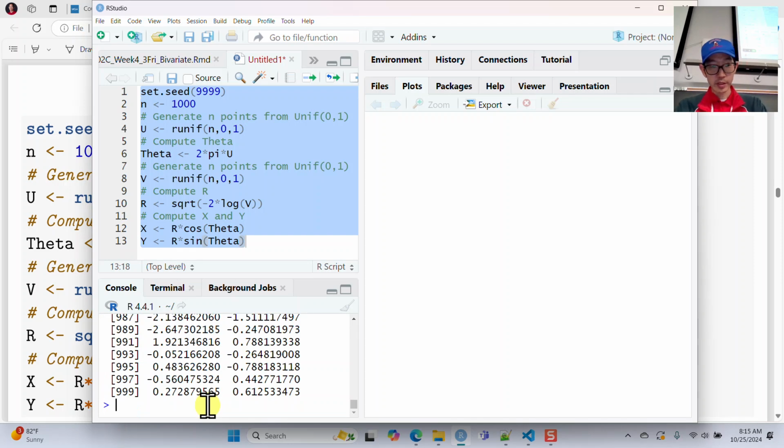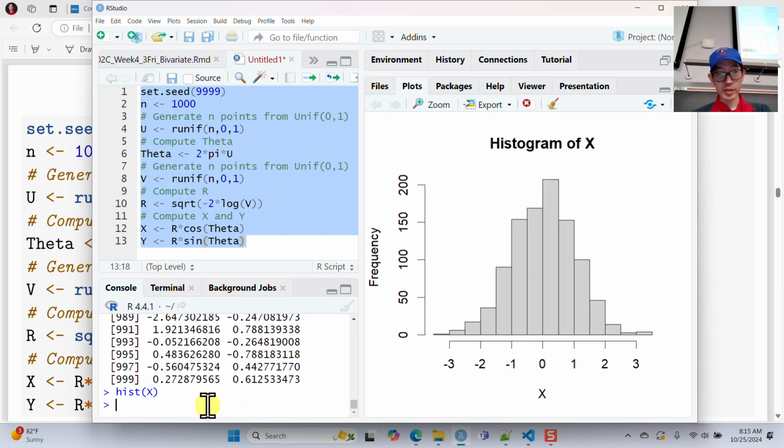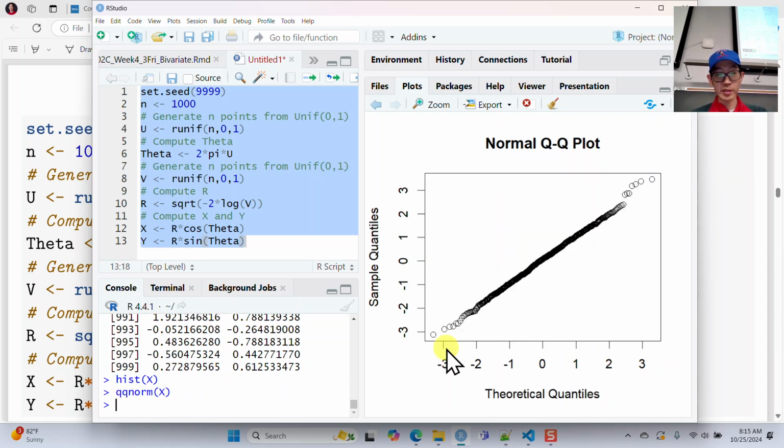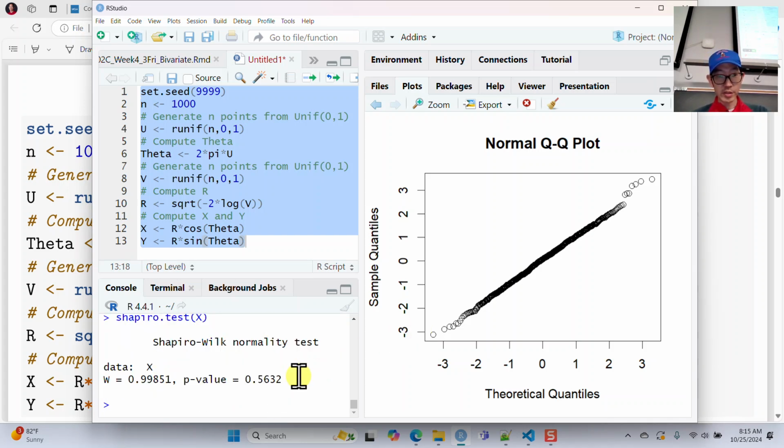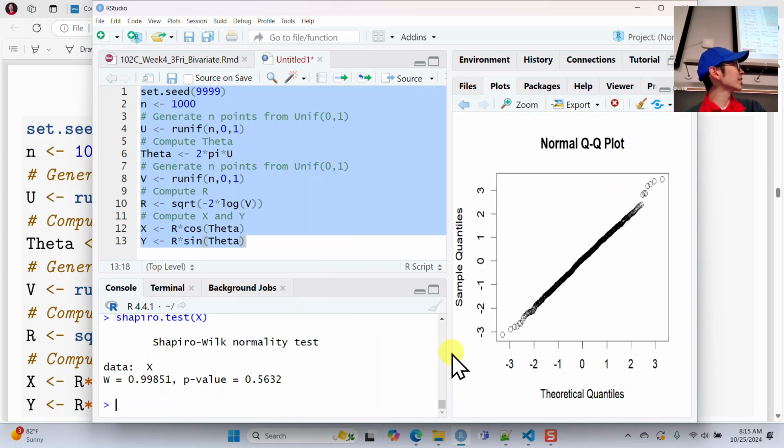So here are my x values, and I can do a histogram of x. Okay, and that looks normal. I could do a QQ norm of x, and that very much looks normal. I can do a Shapiro test on x. Okay, this is a normality test. We get a p-value of 0.56, indicating we don't have evidence to say that it is not normal.